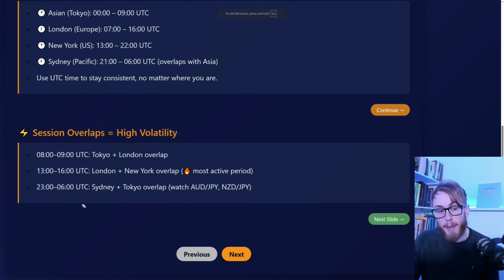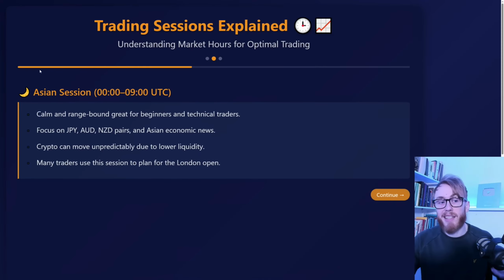Yet another overlap worth paying attention to is the Sydney plus Tokyo overlap. This one goes from around 23 to 6 UTC. And during this time, you can watch, for example, some important Forex pairs like AUD/JPY and NZD/JPY. But alright, so now let's take a closer look at the different sessions.